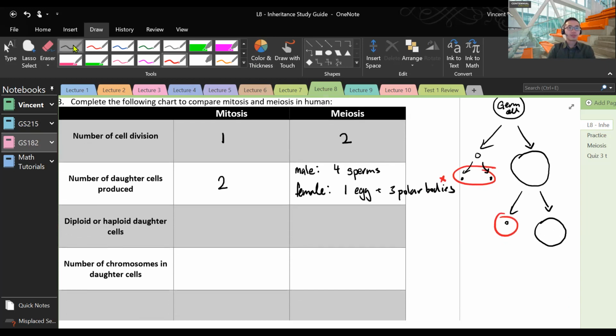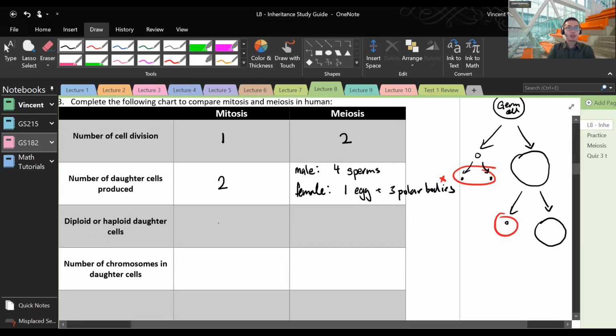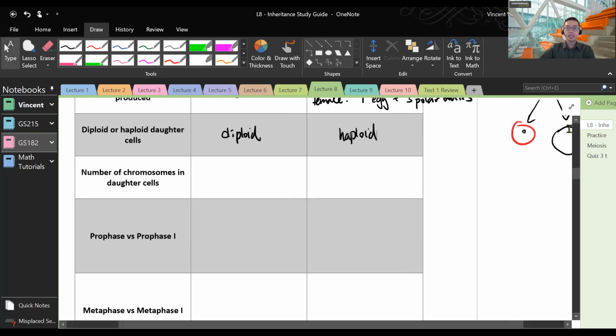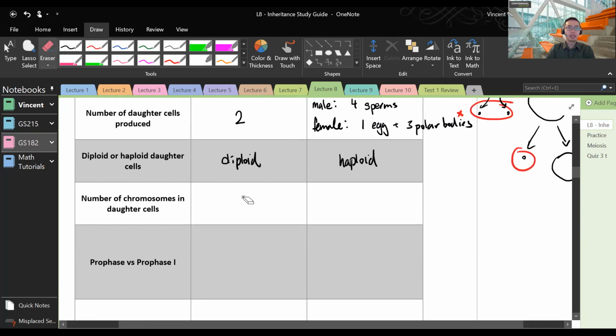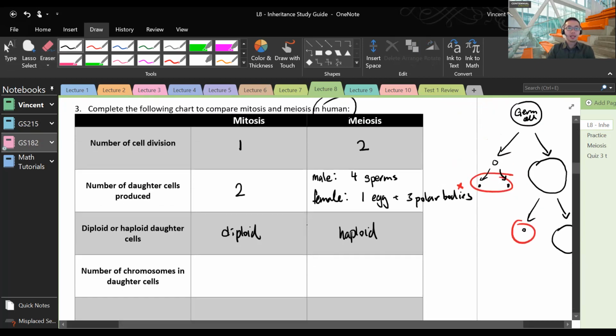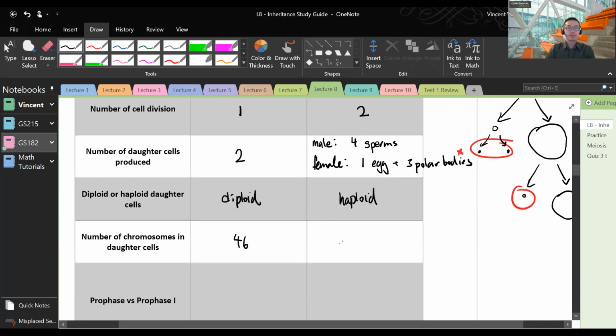Next one, mitosis. Daughter cells are going to be diploid, 2 sets of chromosomes. For meiosis, it is going to be haploid. Number of chromosomes in daughter cells, if we're talking about humans over here: 46 and 23.